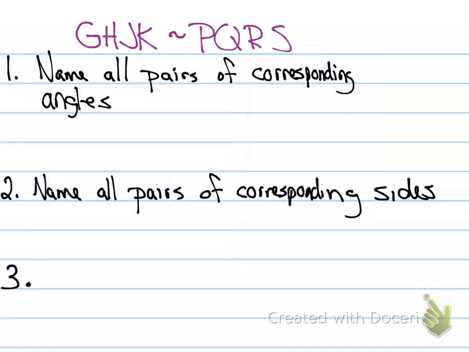We start with the sequencing, G and P. No, the first in each one of the figures. So G and P. Okay, so G and P are congruent. H and Q.